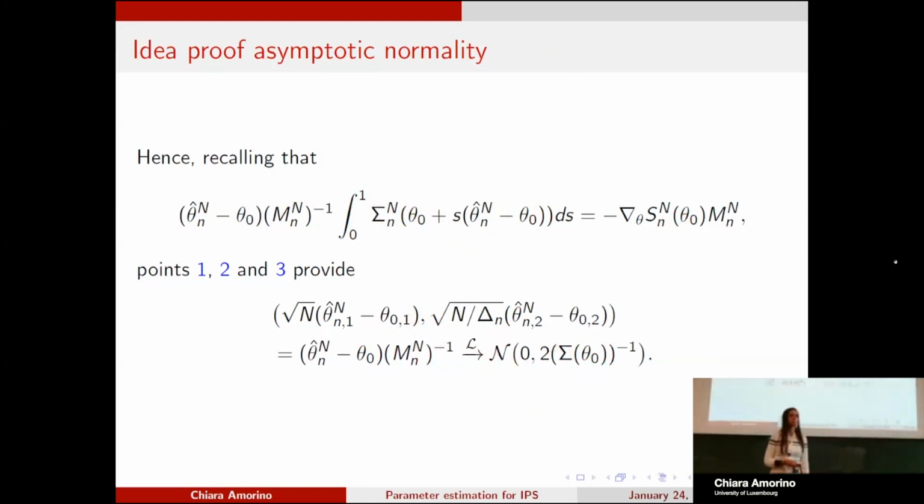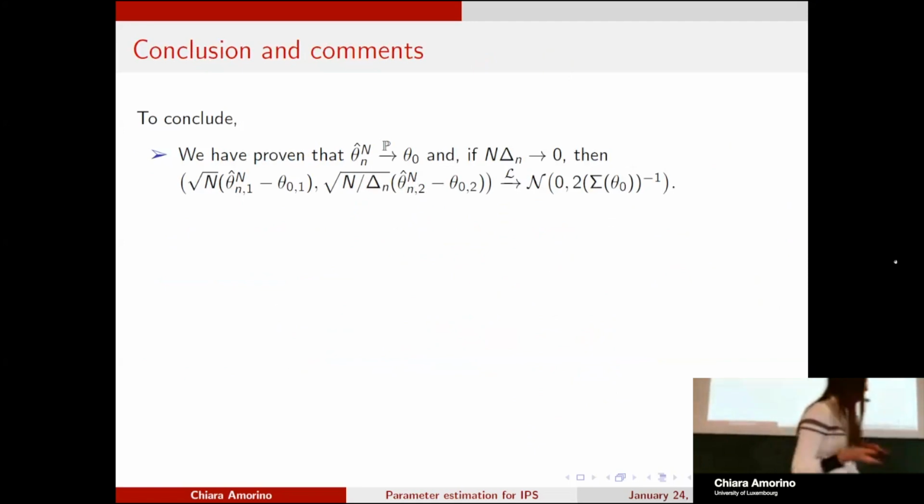So you actually get the asymptotic normality. We can put things together, saying, okay, we have proven the consistency of the estimator. Cool. And the asymptotic normality, but up to adding this assumption on the convergence rate of the discretization step. Basically, we are saying that it has to go to infinity fast enough.